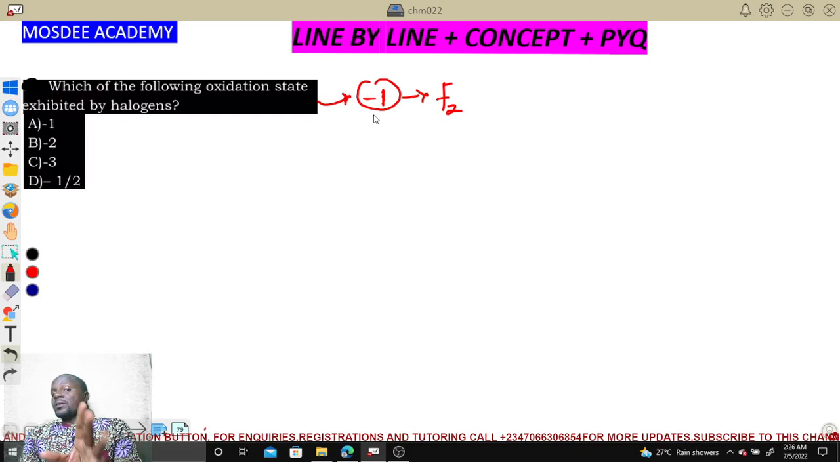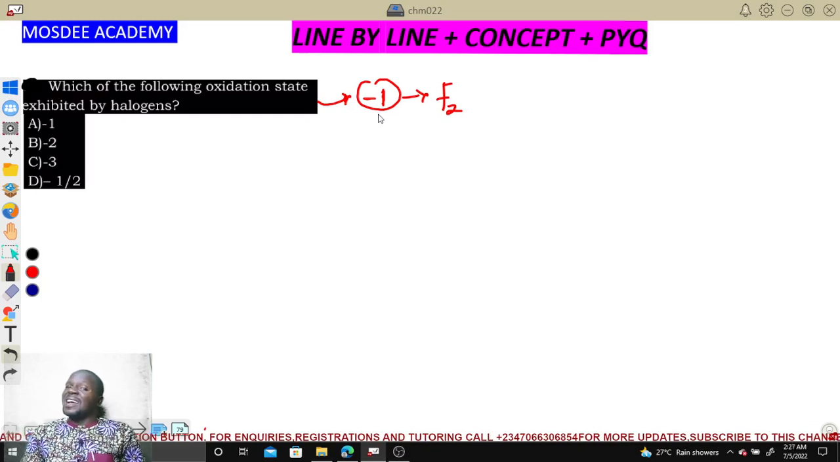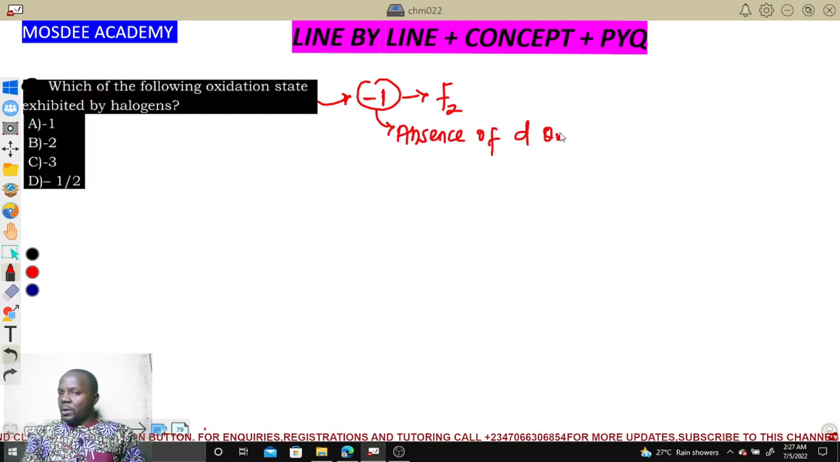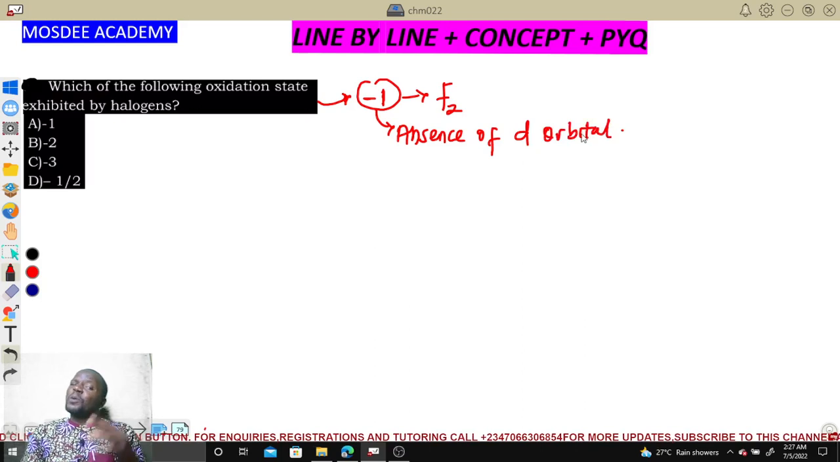Fluorine can only exist in what? Only the -1 oxidation state. The reason is that it has an absence of d orbitals. So because they don't have d orbitals, they only have the -1 oxidation state.